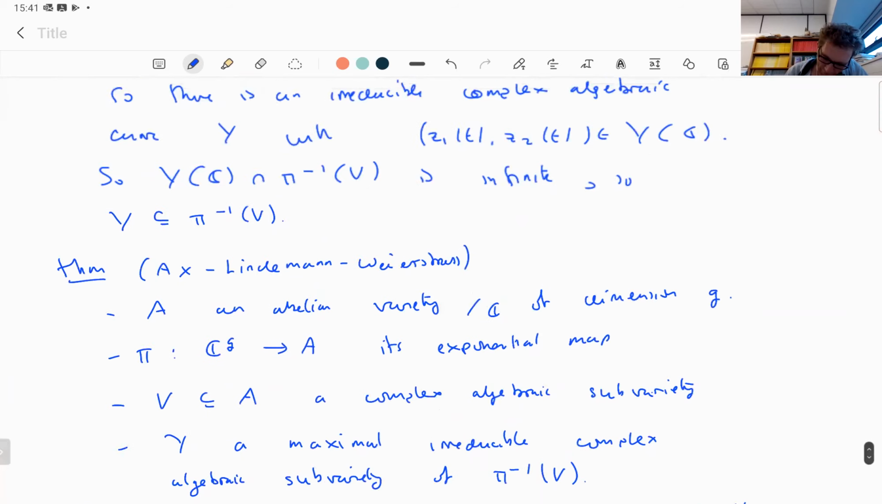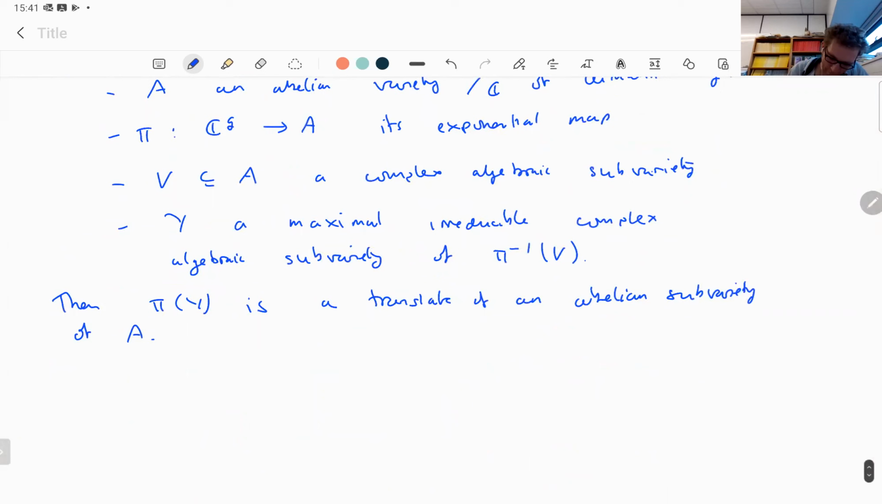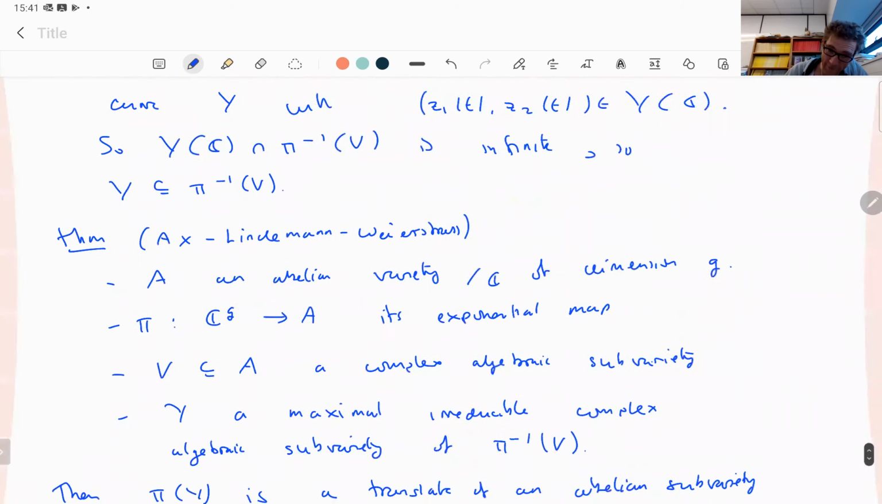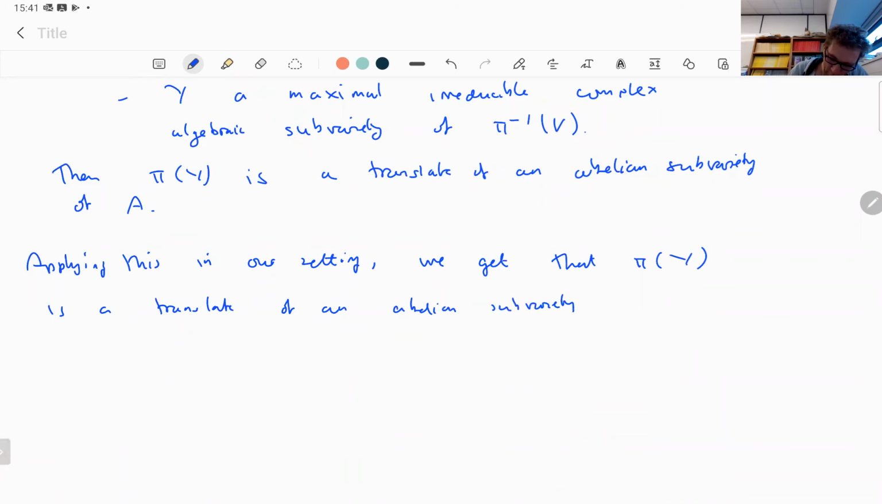So what do we get? We've got all of these things. So applying this in with all of this stuff here, we get that pi of y is a translate of an abelian subvariety of A.